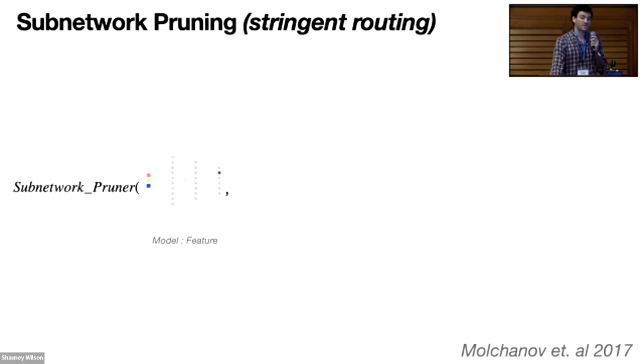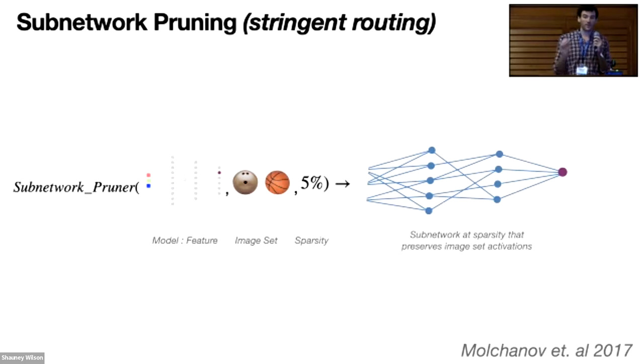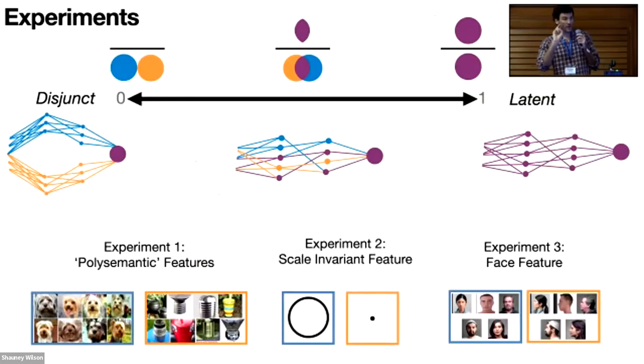And what it does is take in a model and a feature, it takes in an image set, and it takes in a sparsity level, how many edges you're allowed to preserve in the subnetwork. And what it's going to output is a subnetwork at that sparsity level that preserves the feature's responses to that image set. Cool. Okay, so we're going to use this algorithm to explore three features, right?